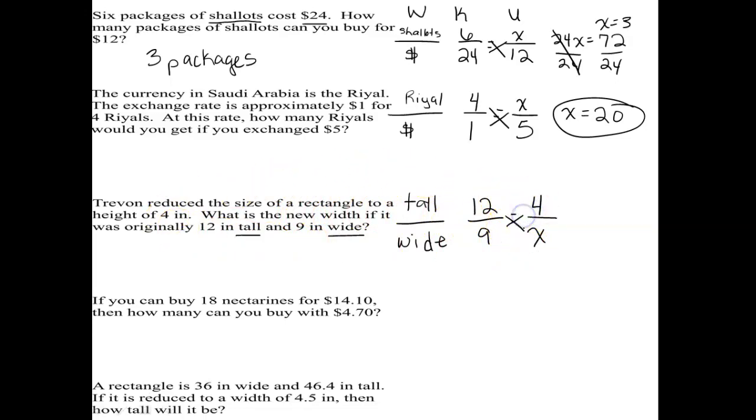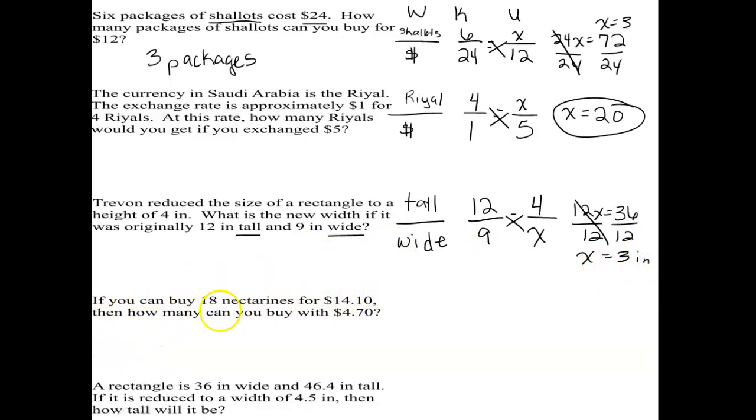So you cross multiply and solve, okay? 12 times x equals 12x. 9 times 4 is 36. Divide both sides by 12. x equals 3. So the new width would be 3 inches.